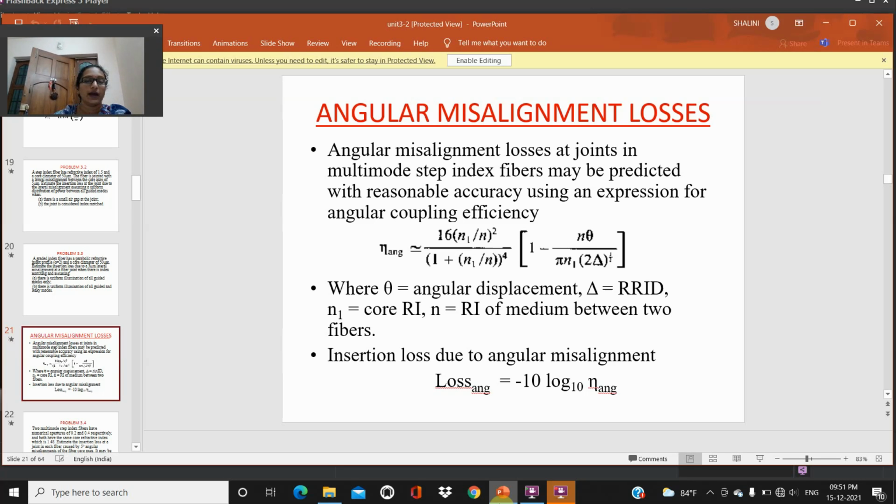Insertion loss due to angular misalignment: we already know that loss of angular is equal to minus 10 log 10 of eta angular.